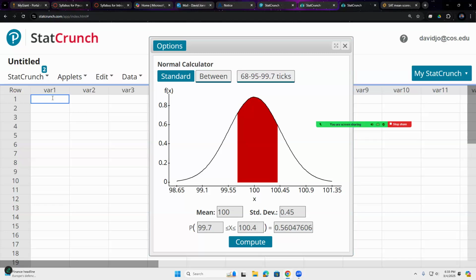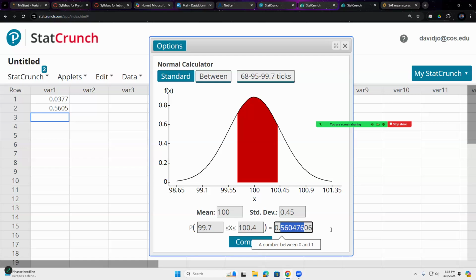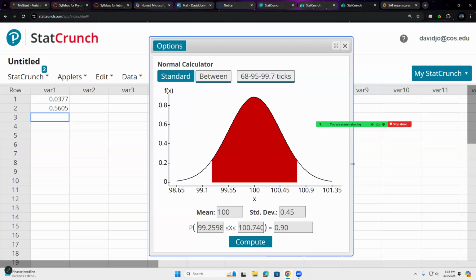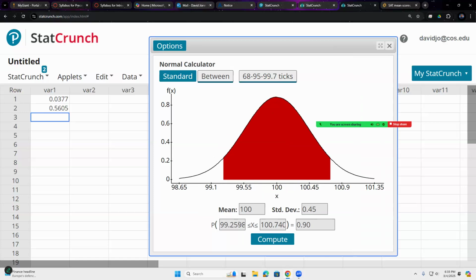I can start typing a list of what we had. We had 0.0377. We had 0.5605. Here we want to do the middle 90%. We're gonna change that to say 0.90 on the right over here. Click compute. And let's say 99.26 up to 100.74.